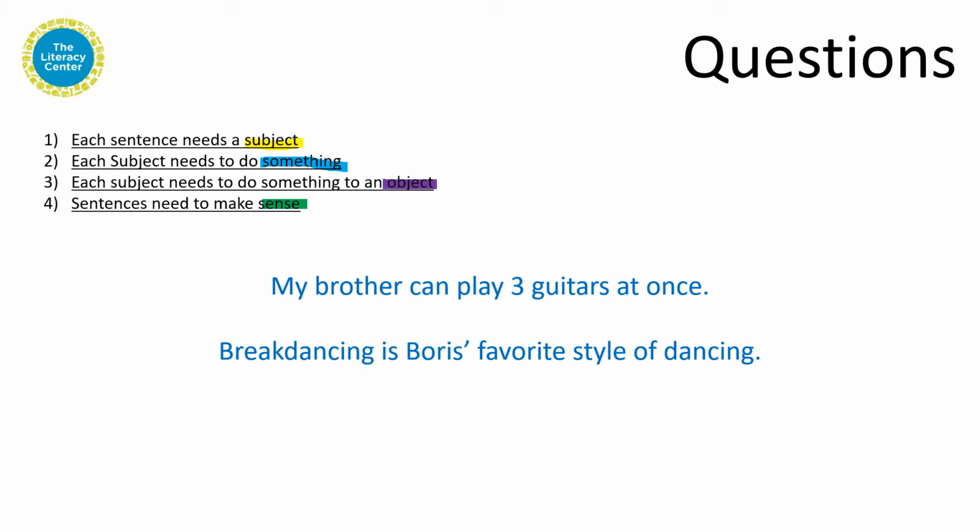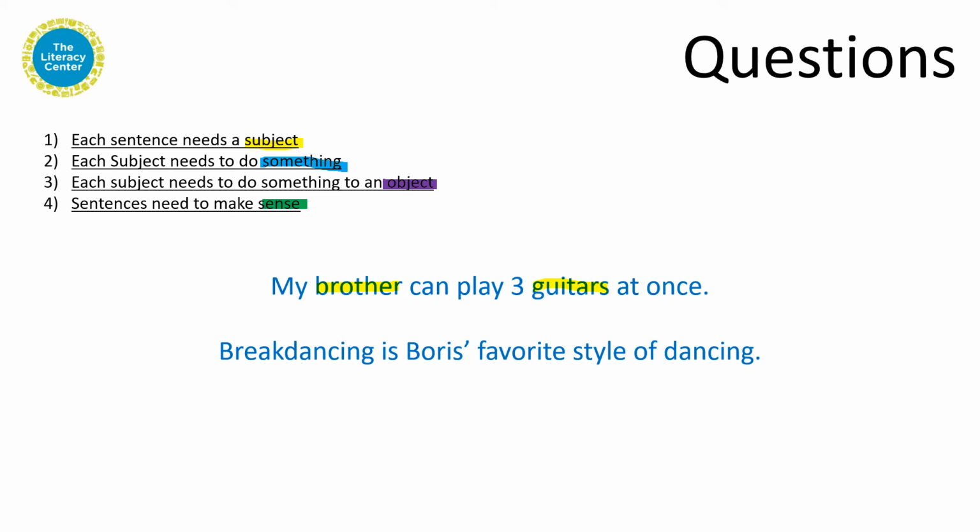So let's have a look at these. We've got "My brother can play 3 guitars at once," and "Breakdancing is Boris's favorite style of dancing." Well, let's look at the first one. We have 2 nouns here: brother, and guitars, which is here. Brother is a person, guitars are things, so they're both nouns.